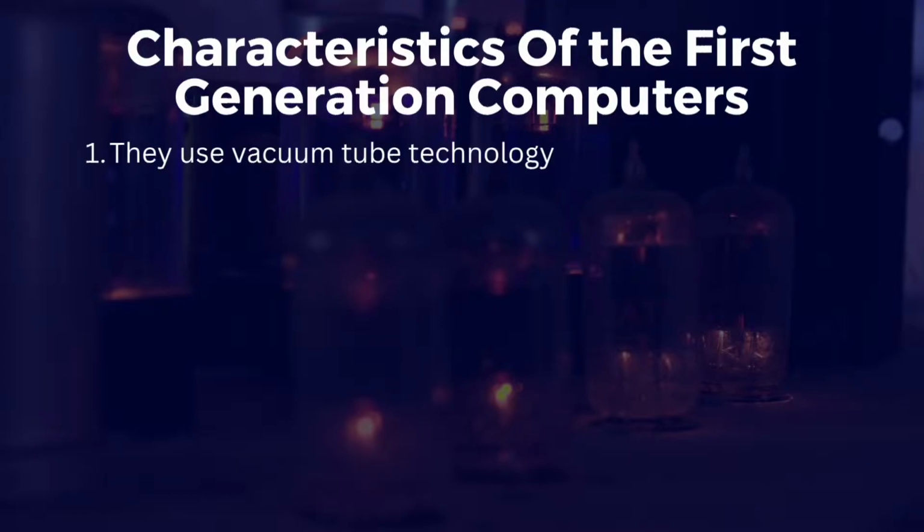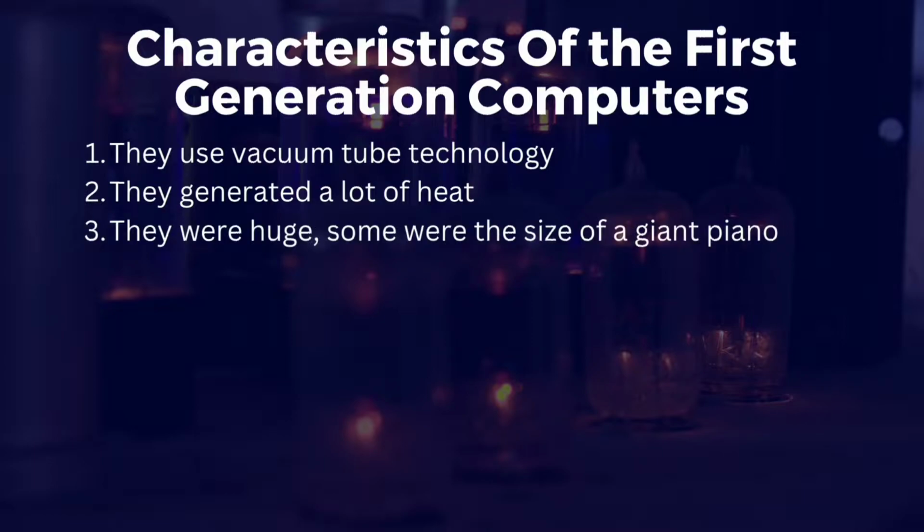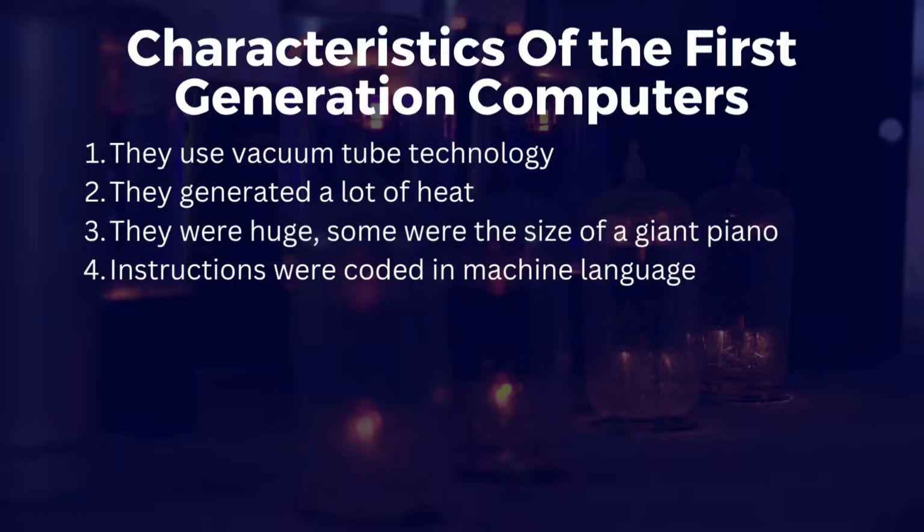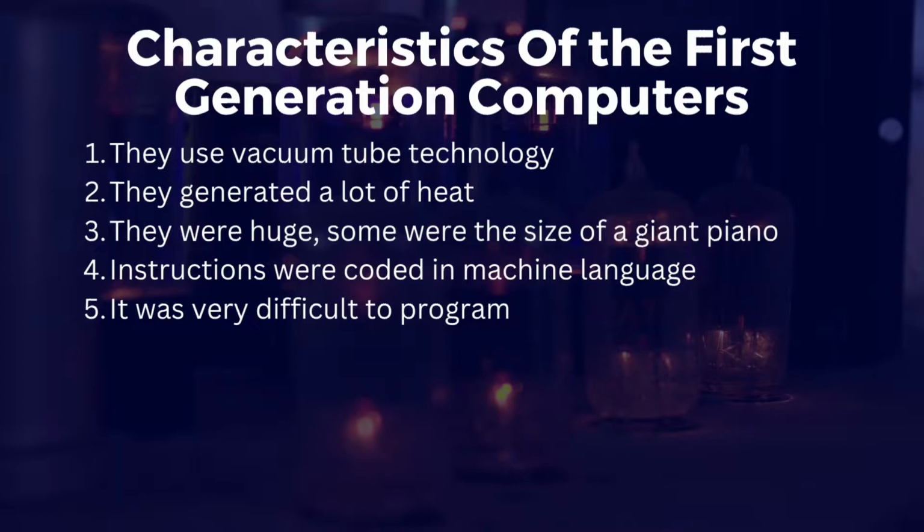Now let's talk about some of the characteristics of the first generation computers. First of all, like we said before, they use vacuum tube technology. Then they generated lots of heat. The first generation computers were also very huge, some were even the size of a giant piano. Instructions were coded in machine language, and it was very difficult to program.